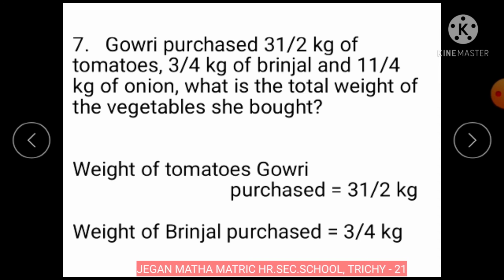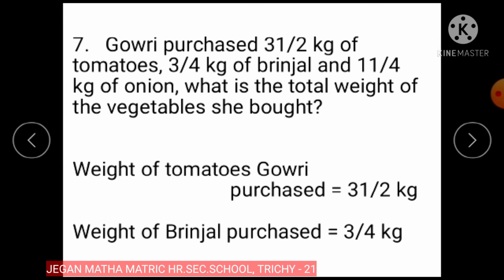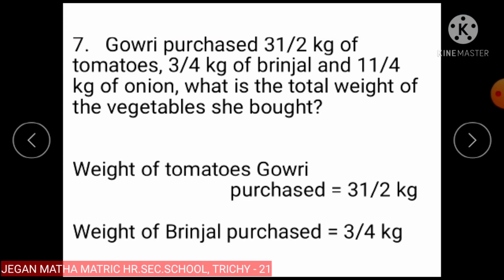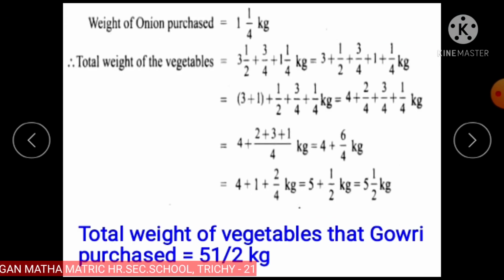Question number 7. Gauri purchased 1 by 2 kilogram of tomatoes, 3 by 4 kilogram of brinjal and 1 by 4 kilogram of onion. What is the total weight of the vegetables she bought? Weight of tomatoes Gauri purchased is 1 by 2 kilogram. Weight of brinjal purchased is 3 by 4 kilogram. Weight of onion purchased is 1 by 4 kilogram. So now we find the total weight of vegetables. So we add the given weights of the vegetables.